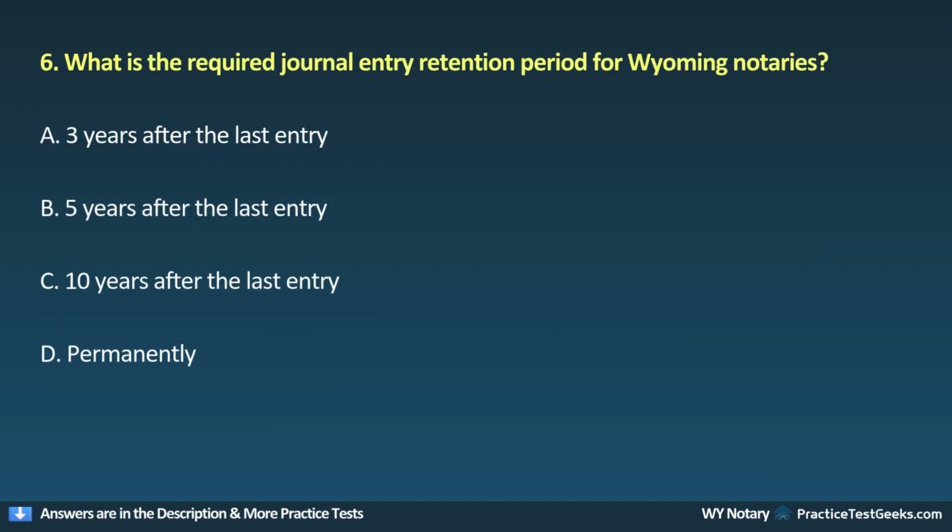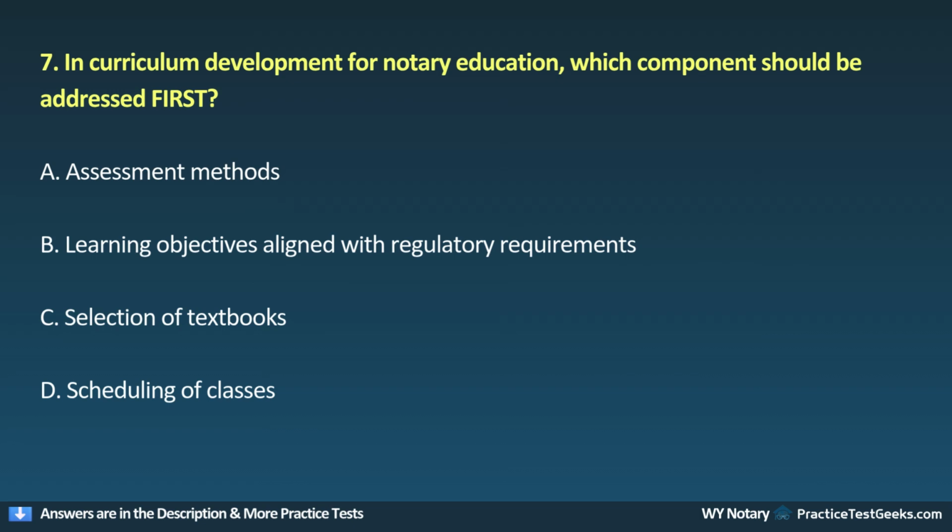6. What is the required journal entry retention period for Wyoming notaries? A. 3 years after the last entry. B. 5 years after the last entry. C. 10 years after the last entry. D. Permanently.